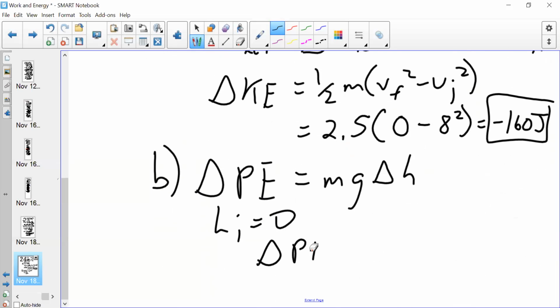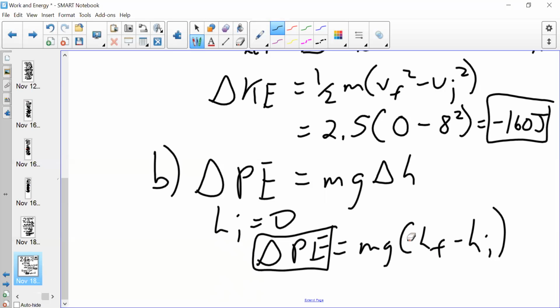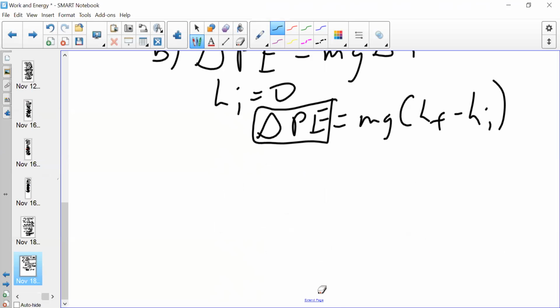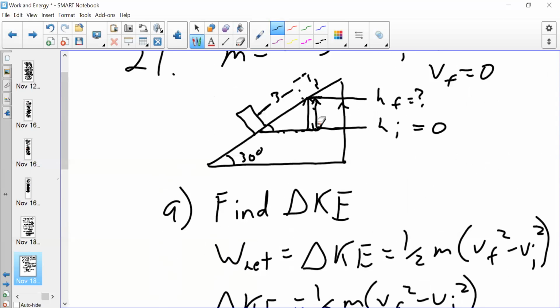So delta PE is going to be mg times h final minus h initial. We have to get the h final. So this is our ultimate goal. This is the king. We got to get this guy over here. So h final, as Nicole told us, is 3 sine of 30. Why is that? Because this is the opposite leg of this angle, and that opposite leg corresponds to the height change. 3 sine 30.